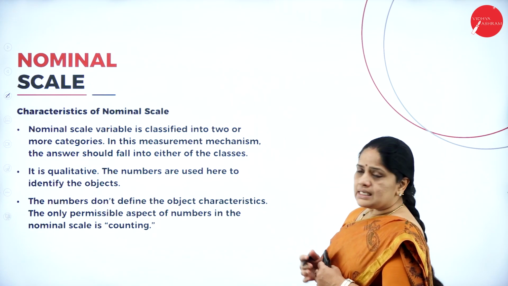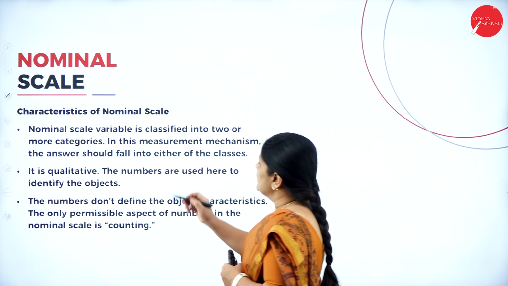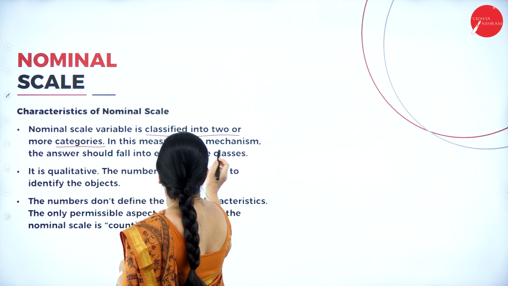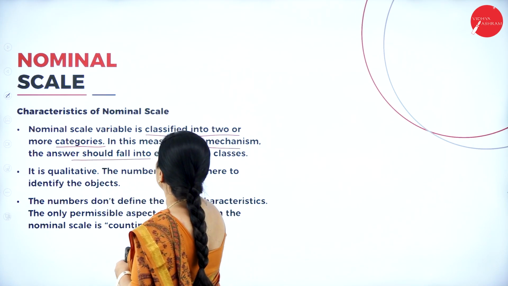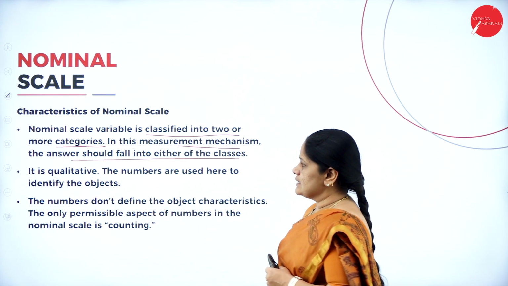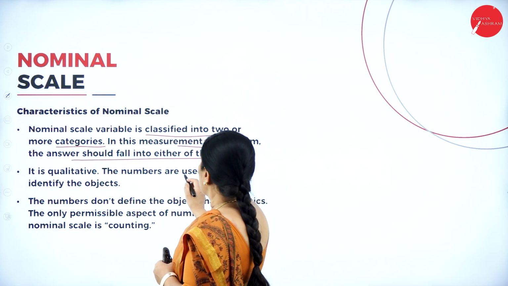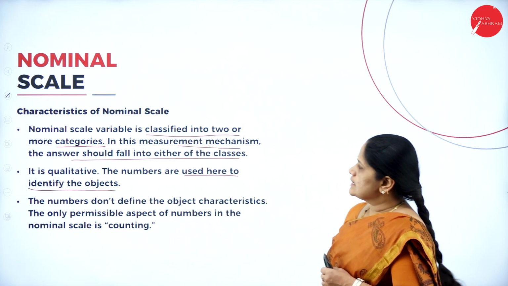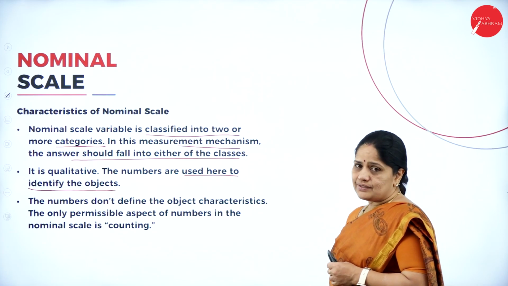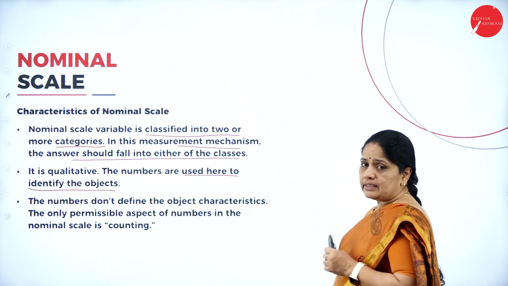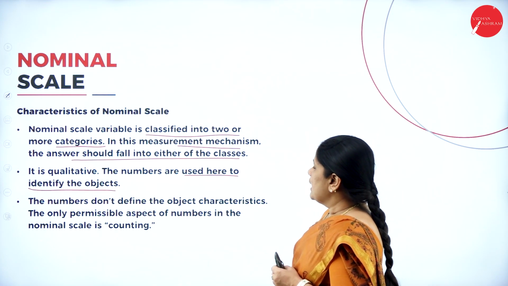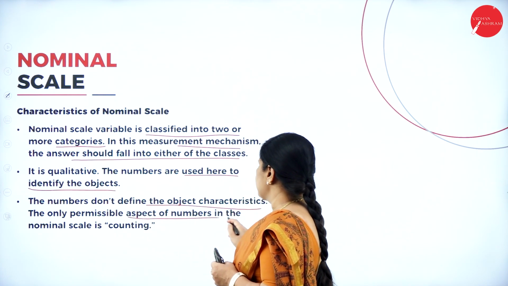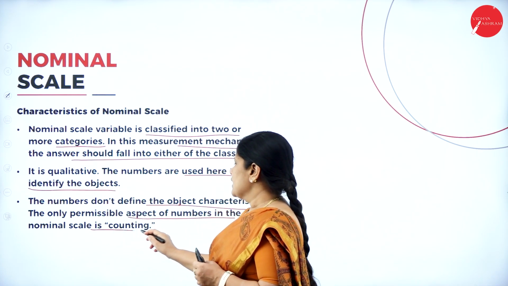Then the characteristics of the nominal scale. The nominal scale variable is classified into 2 or more categories. In this measurement mechanism, the answer should fall into either of the classes. It is qualitative, and the numbers used here are to identify the objects. The numbers don't define the object characteristic. The only permissible aspect of the numbers in the nominal scale is counting.